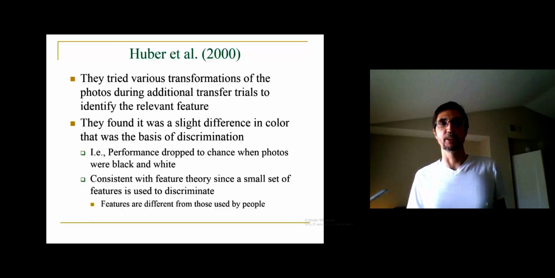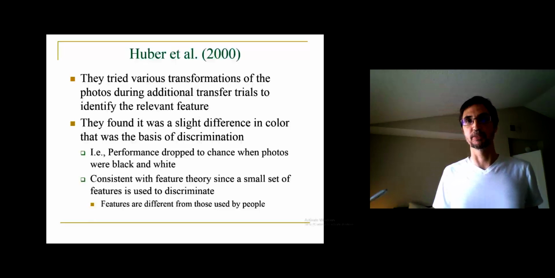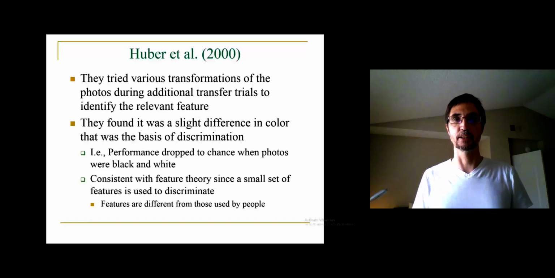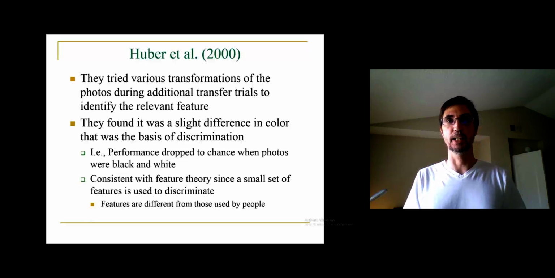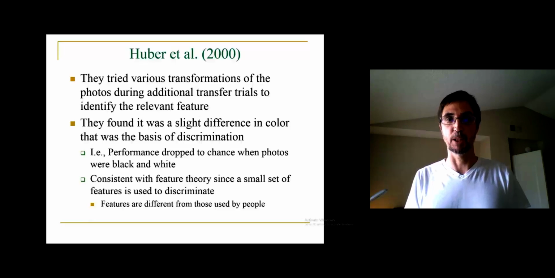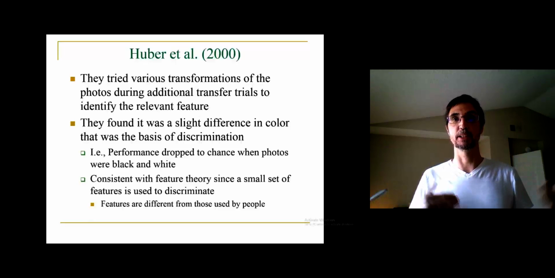Now obviously humans can also discriminate male and female faces, and we don't do it on the basis of differences in color. The features that we use are different. For example, male faces tend to have broader jaw lines, narrower eyes, broader noses, while female faces have narrower jaw lines, bigger eyes, and smaller noses. Okay, so again, the psychologist's fallacy. Just because two different species can discriminate the same stimuli, it doesn't mean they use the same processes.